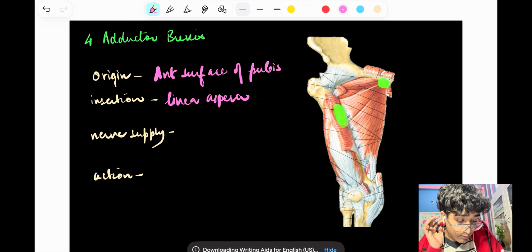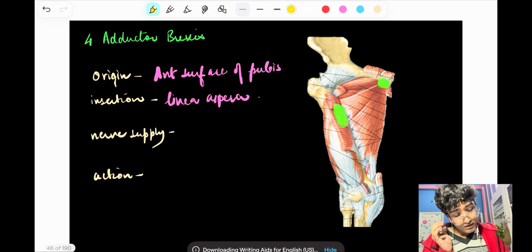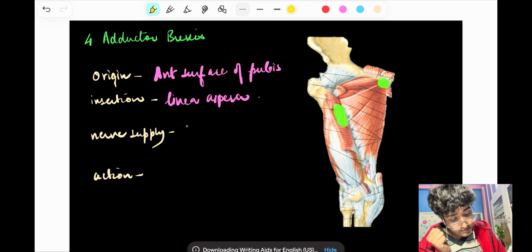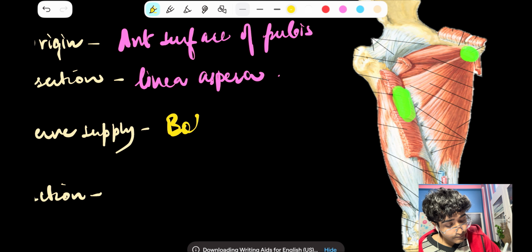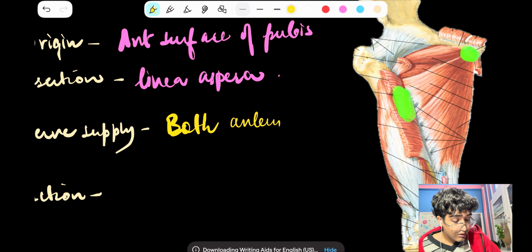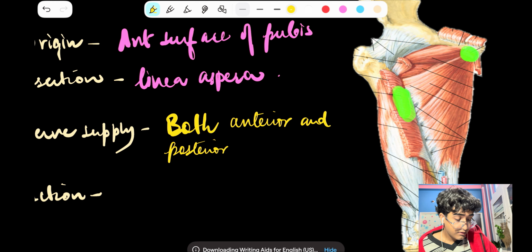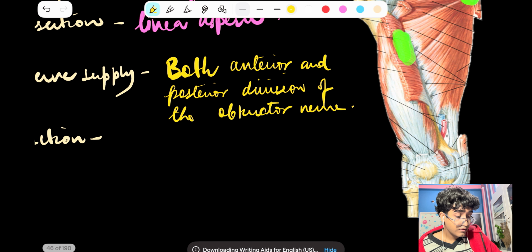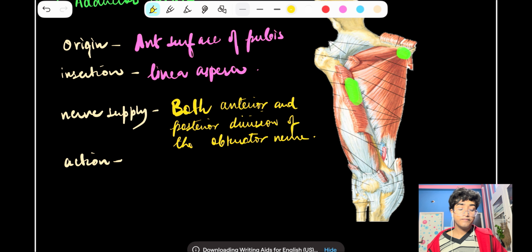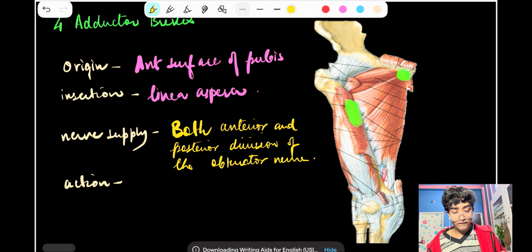You don't have to know all these in detail. Its nerve supply is by the posterior division and anterior division of the obturator nerve, both anterior and posterior divisions of the obturator nerve, and its action is adduction of the thigh.